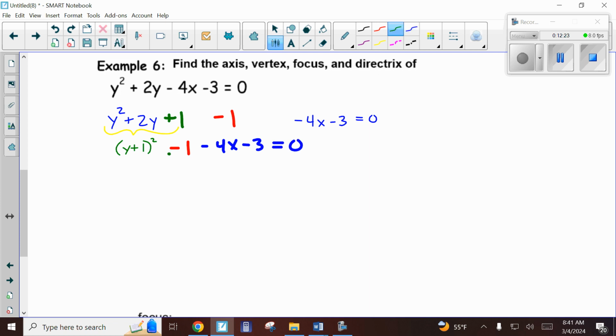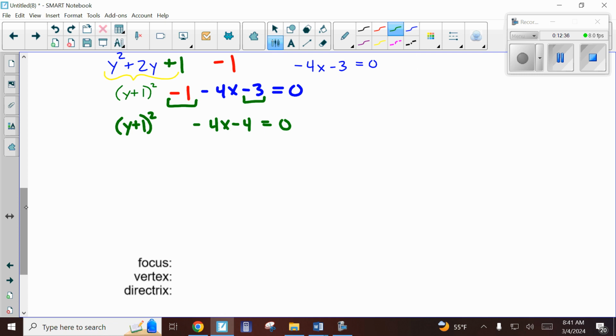So what we could do is combine the -1 and the -3. So this is going to be -4x -4 equals 0 with a y plus 1 squared. And then we want the y plus 1 squared all by itself. So we're going to add 4x to the other side, and then we're going to add 4 to the other side. So all of this cancels, and now we're left with y plus 1 squared equals 4x plus 4.